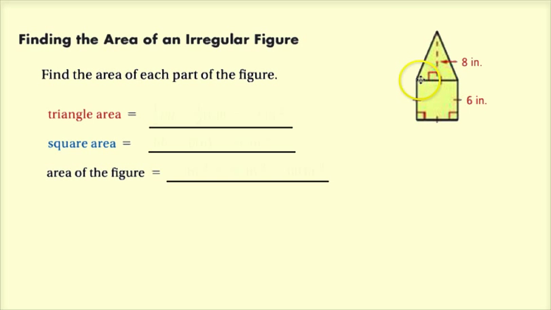So the area of the triangle is 1/2 of 6 times 8. The area of the square, a square is just like a rectangle or a parallelogram, it's base times height, but since the sides are the same, you can actually think of it as side squared, 6 times 6. And then I'm going to take those two areas and add them together. So the area of the triangle is 1/2 base times height, 1/2 of 6 times 8. The area of the square is base times height, 6 times 6. And then for the area of the figure, you're just going to add the triangle area and the square area together. Okay, and we'll practice some problems with that tomorrow.